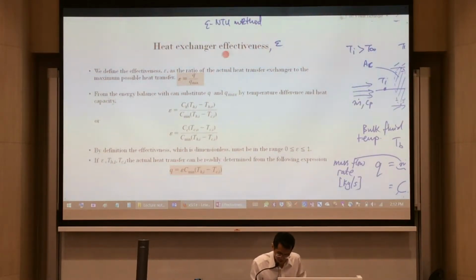So I want to start by introducing the effectiveness. What does it mean? Effectiveness is a ratio that we use to measure the heat exchanger. And what is it that we're measuring? We're measuring the actual heat transfer against the maximum possible heat transfer.